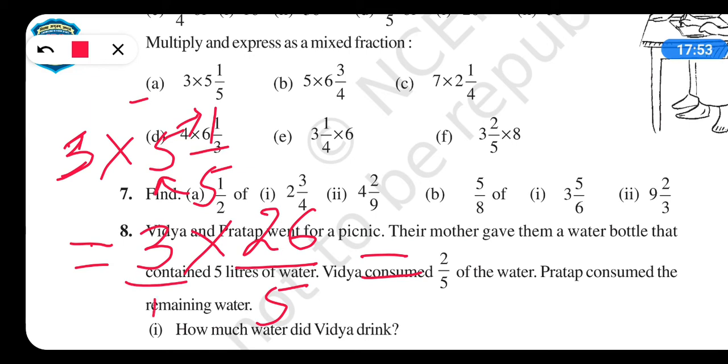This is 3 upon 1. So now 3 into 26. 3 into 26, so write down 78 upon 1 into 5 is 5. Right? So it is 78 upon 5. So this is the product.